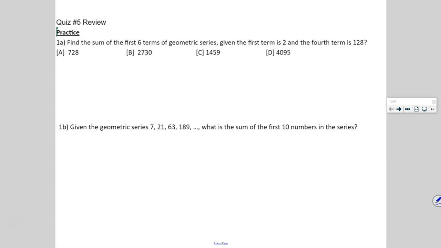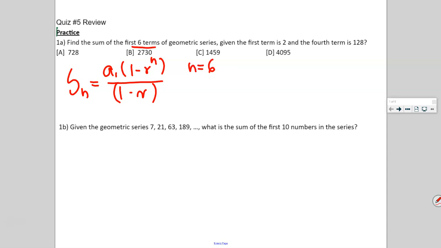So remember that the formula for the sum is S sub n equals your first term, times 1 minus your ratio raised to the nth term, over 1 minus your ratio. Now we are given the information that we want to find the sum of the 6 terms, so that's our n, it's 6. We are also given that the first term is 2. We don't have a second term, we don't have a third term. Our fourth term will be 128.